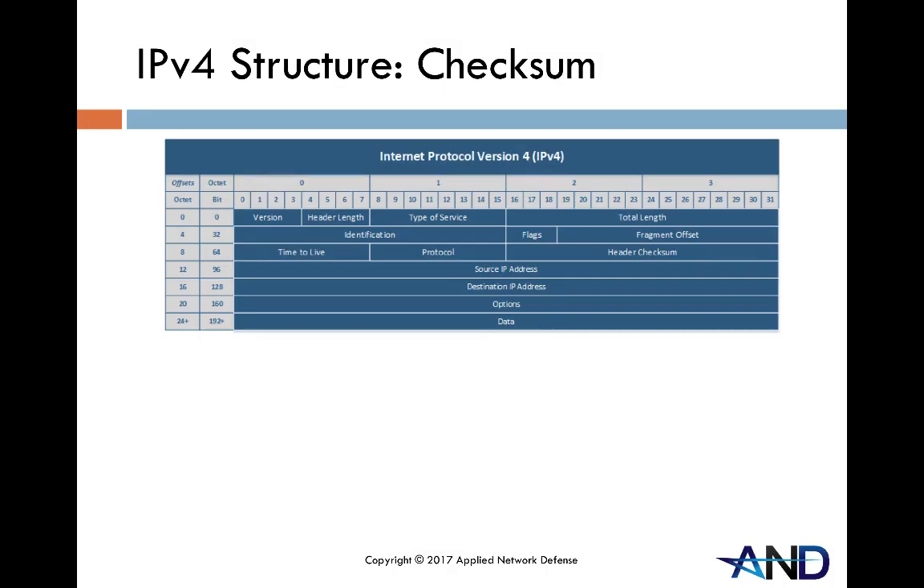Back to the IPv4 header here, the next field I want to talk about is the checksum field, and it can be found at the 10th byte offset from 0 and is a 2-byte field. So you see it there on the right in the third column just before the source IP address.